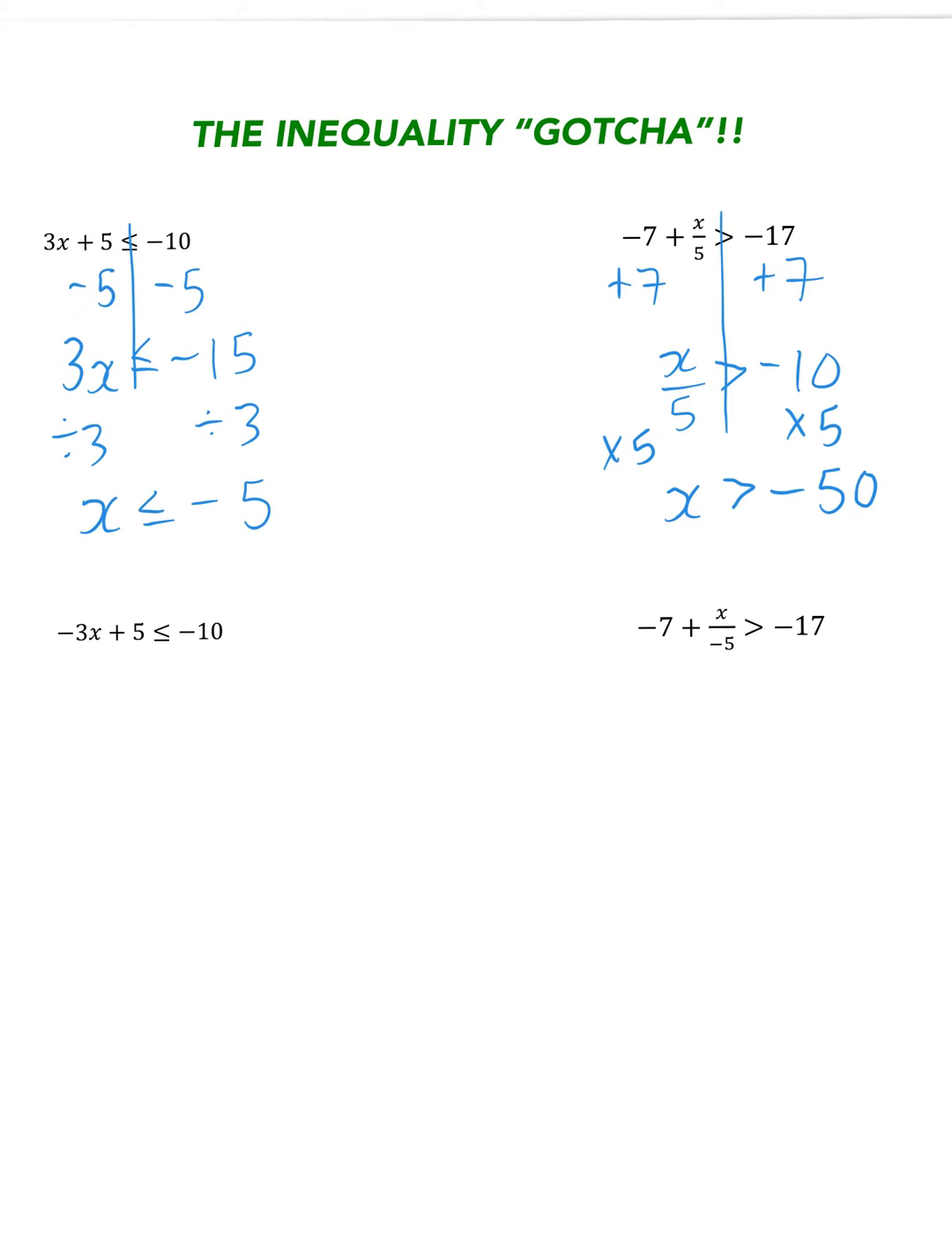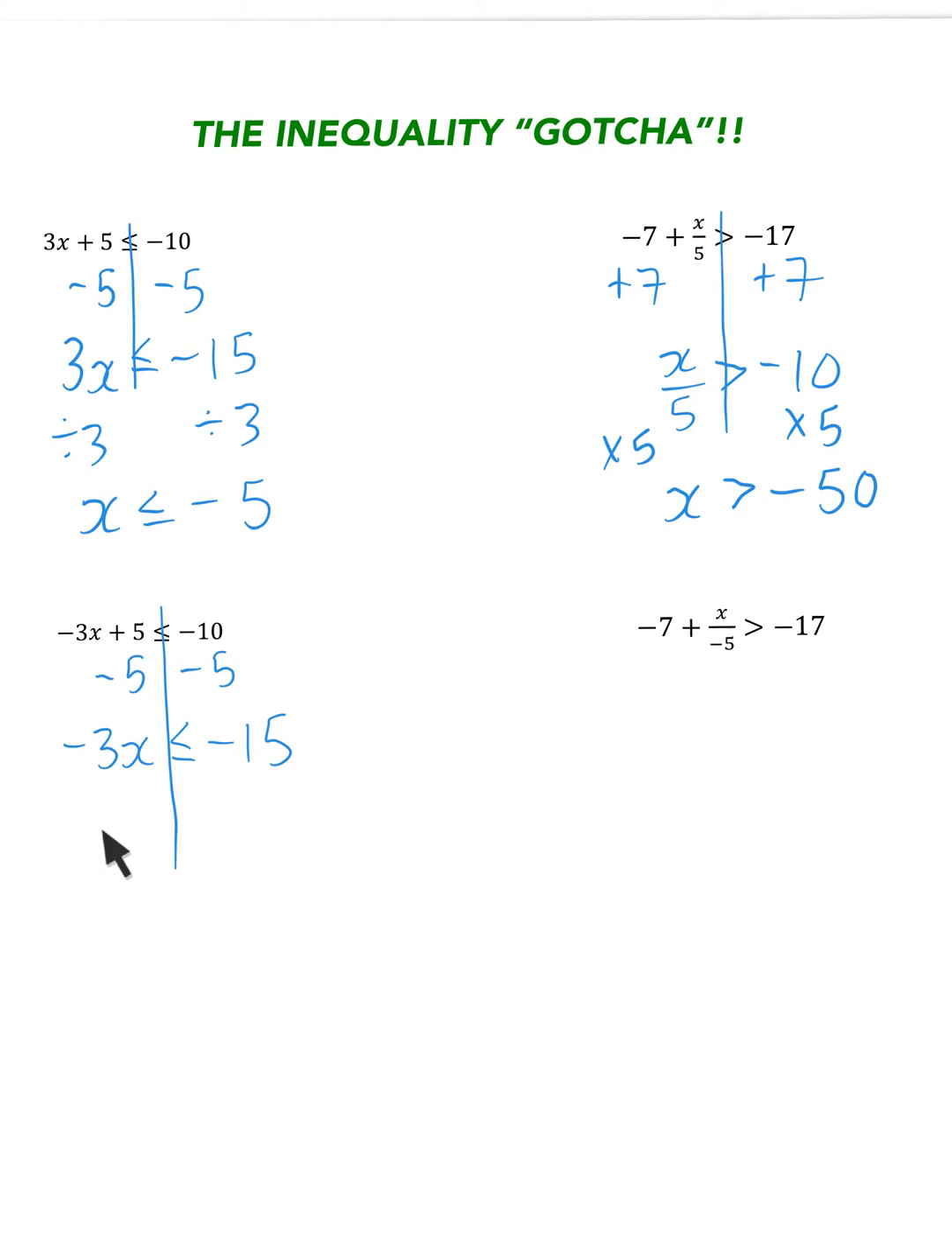Now, you'll notice in these different versions, everything's the same here, except for I've thrown a negative 3 on the front here. Up here, it was a positive 3. And over here, this is a positive 5. But down here, it's a negative 5. So let me show you what happens. We're going to solve it the same way. Minus 5, okay? So we're going to have negative 3x is less than or equal to negative 15. So this is very similar to what I've done here, okay?